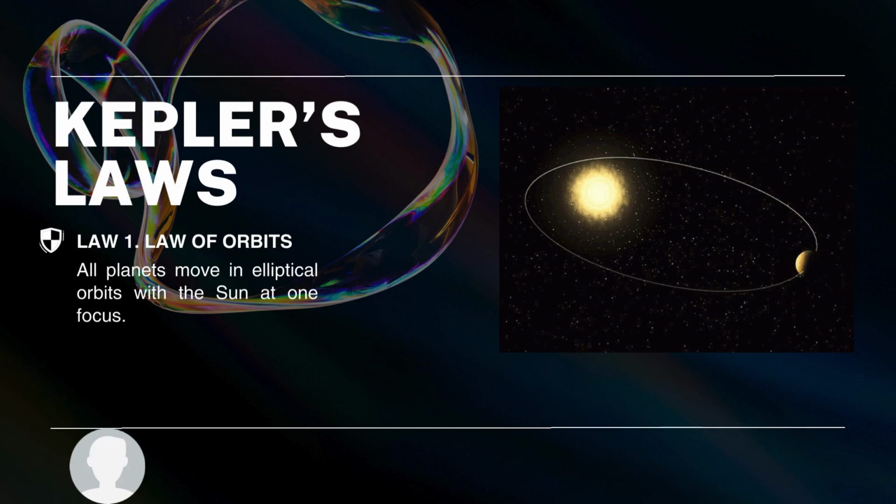The first of Kepler's laws is the law of orbits. All planets move in an elliptical orbit with the Sun at one focus. Every planet moves in an elliptical orbit around the Sun, with the Sun being at one of the foci.